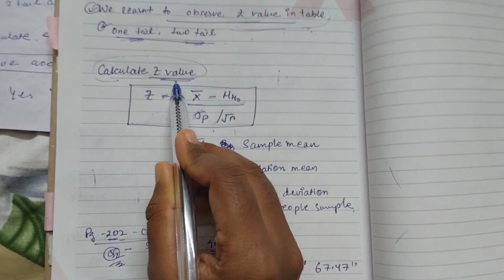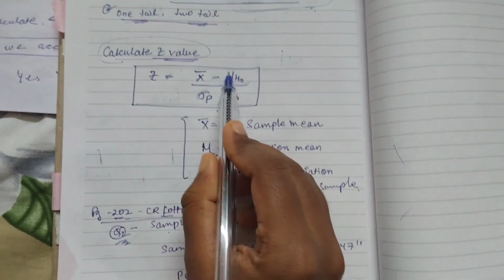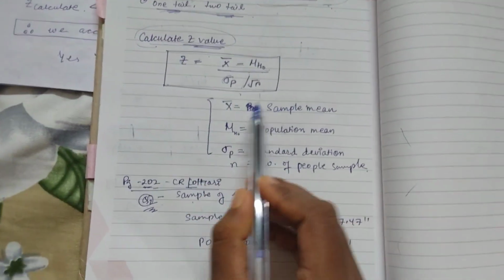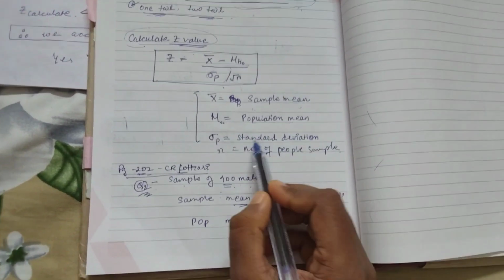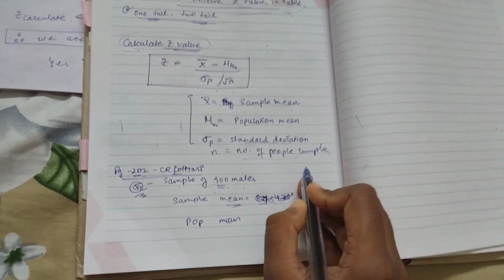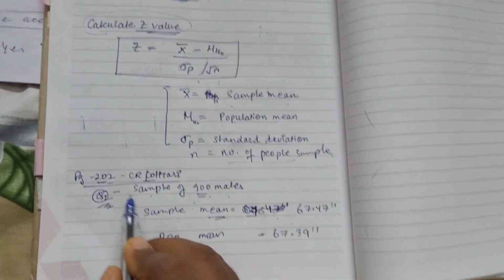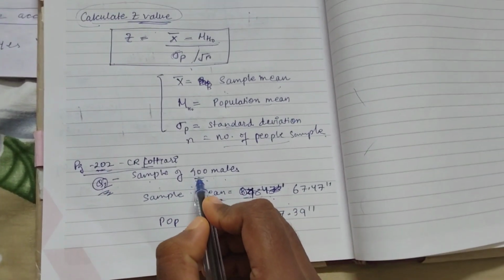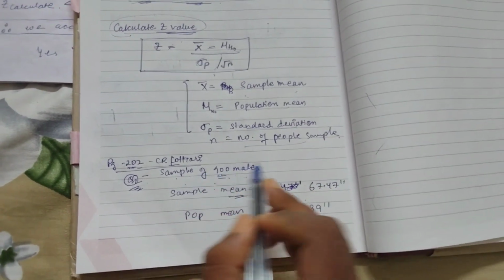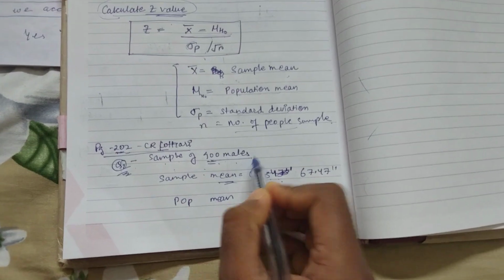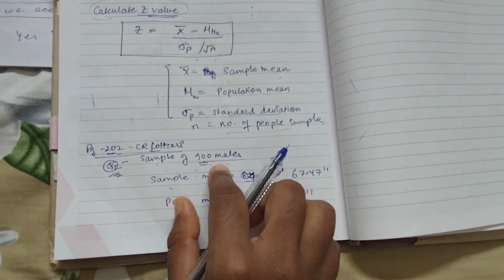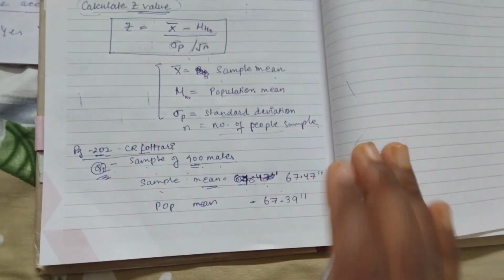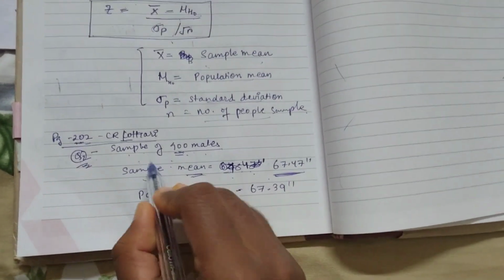So when we need to calculate a z value, we need to have this formula. It is for one specific type of question, where you will be given the sample mean, population mean, standard deviation, and number of people in the sample. In C R Kothari, page number 202, illustration number 2, there is a question where the sample is of 400 males, where the mean of the sample, when we add the height of all the people in that particular 400 people and divide it by 400, we get as the average of the sample.